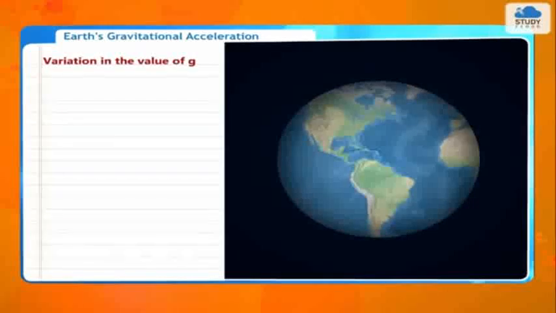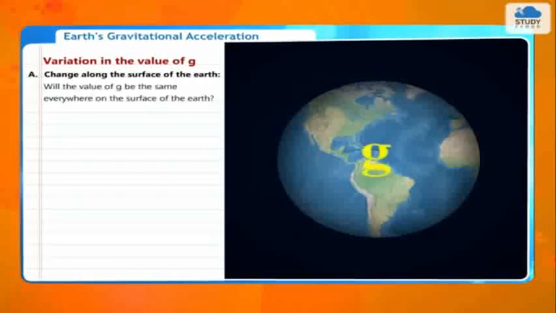Variation in the value of g. A. Change along the surface of the earth. Will the value of g be the same everywhere on the surface of the earth? The answer is no.